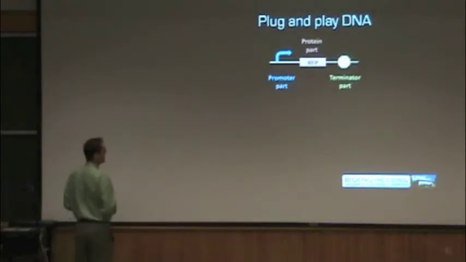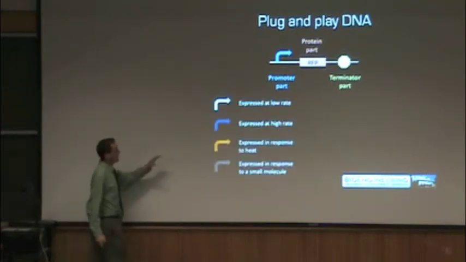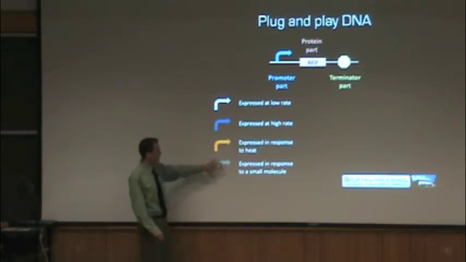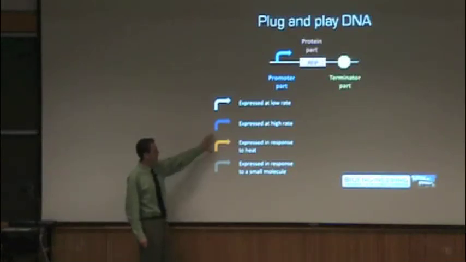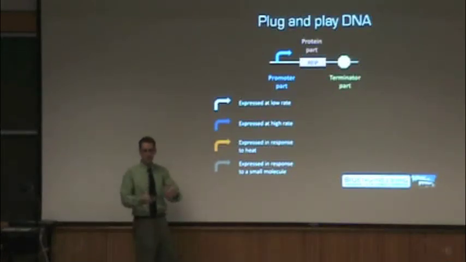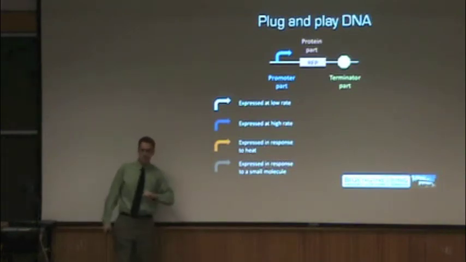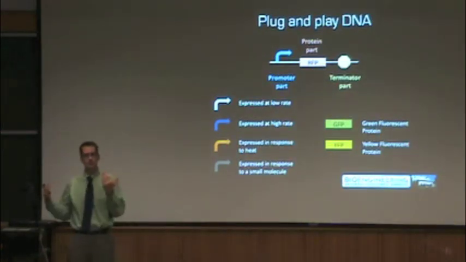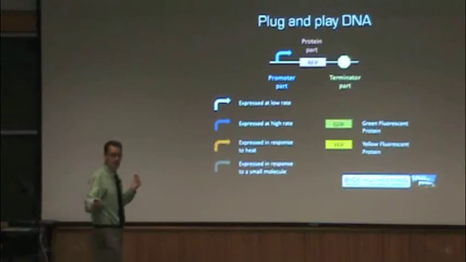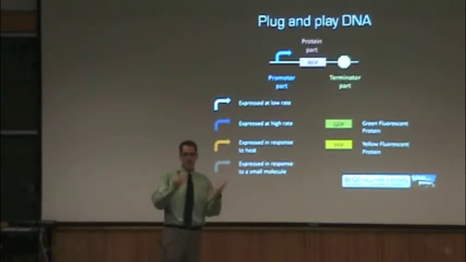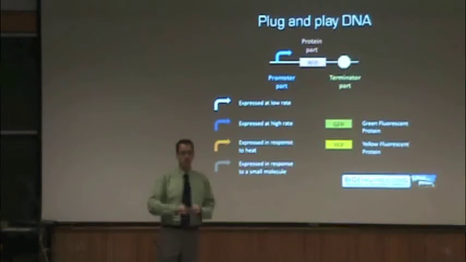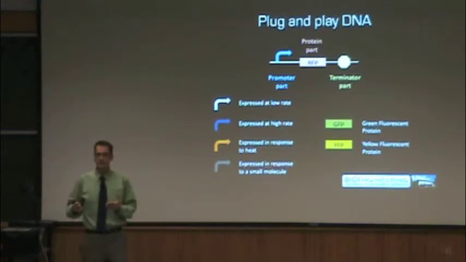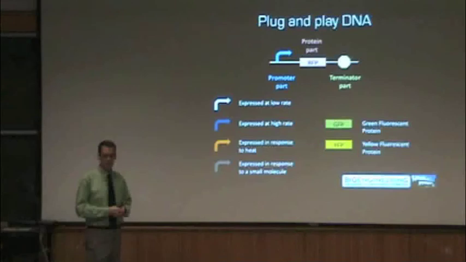If I have my original device here, I can have a set of promoters. These are different DNA sequences, right? But I don't care about the sequence. I know that this one is expressed in response to a small molecule. This one's expressed in response to heat. If I heat up the bacteria, they start making it. This is expressed at a high rate. This is expressed at a low rate. And I have different protein parts as well. I have a protein part for green fluorescent protein. I have a protein part for yellow fluorescent protein. So if this were in a biosensor, I could have many different bacteria. Red means that one thing is there, green means that another thing is there, yellow means that another thing is there. So I can then consider building more complex devices.